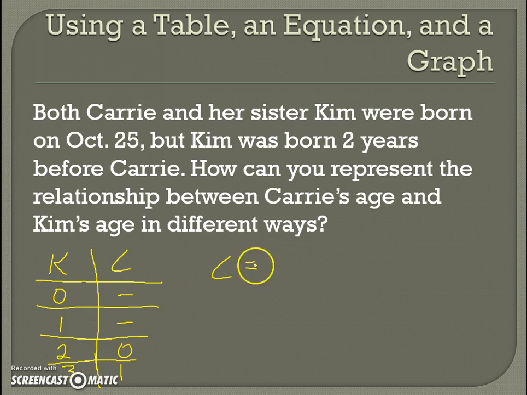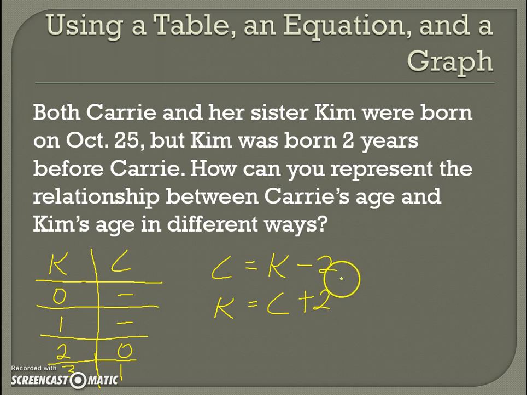Carrie is 2 years younger than Kim, so I take Kim's age and I subtract 2. Or if I want to write Kim's age, I would take Carrie's age and add 2 to it. So whatever this is, I add 2 and that gives me Kim. So that would be written like this.